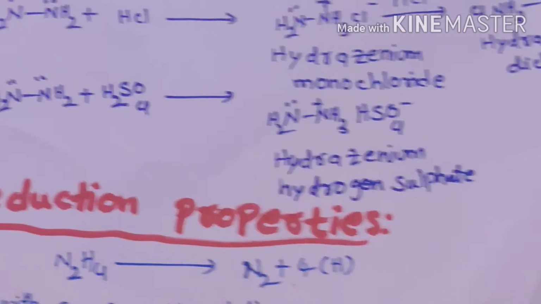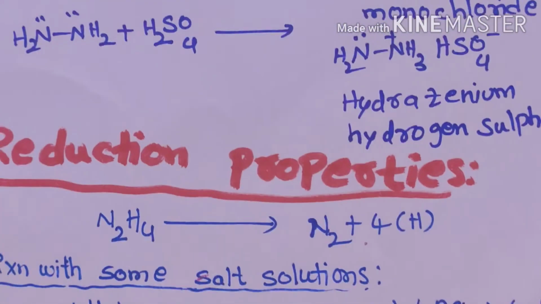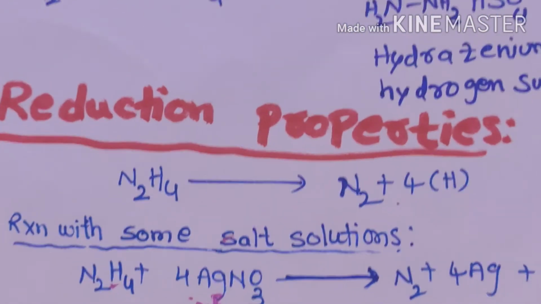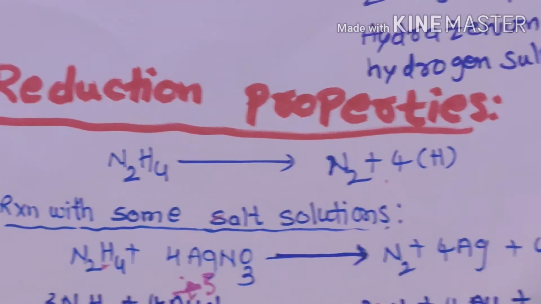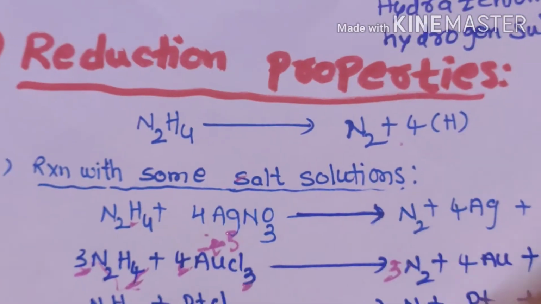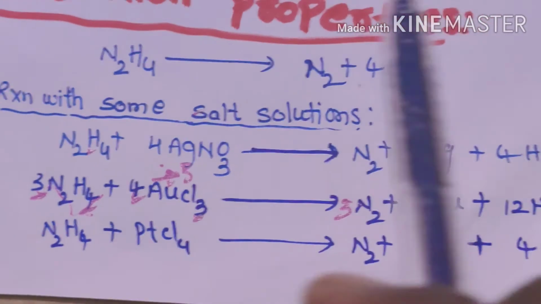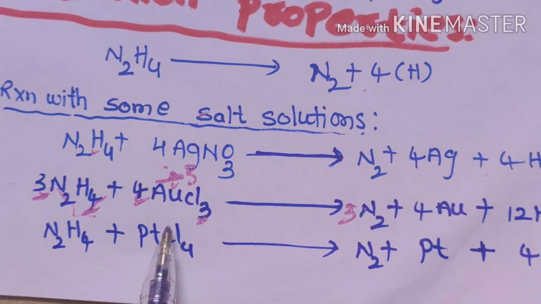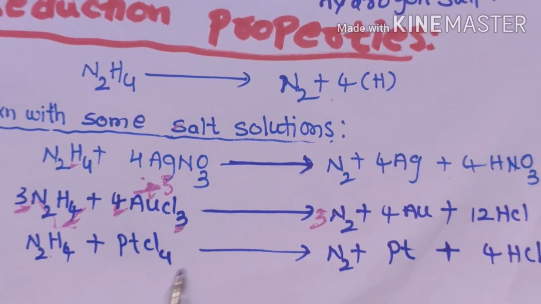Now we go for the reduction properties. In hydrazine, four hydrogen atoms are there. So any substance that has hydrogen atoms in it will act as a reducing agent. So here hydrazine also acts as a reducing agent. Now we go for the reaction with some salt solutions. Hydrazine reacts with silver nitrate and forms silver. Hydrazine reduces auric chloride to gold. Hydrazine reduces platinum chloride to platinum.